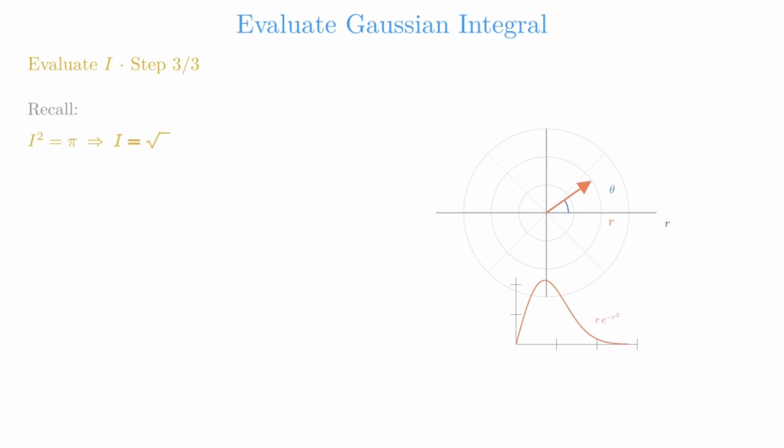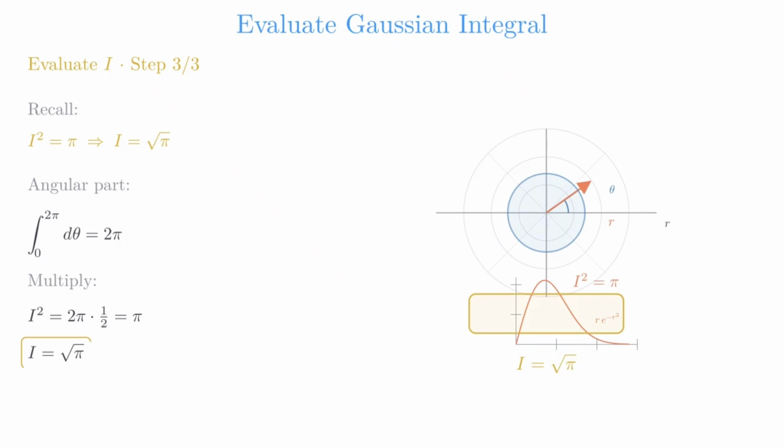Step 3. Multiply the radial and angular parts, then take the square root. The theta integral just gives 2 pi. Full revolution around the circle. I squared equals 2 pi times 1/2, which is pi. Taking the square root, the Gaussian integral equals the square root of pi, approximately 1.772.